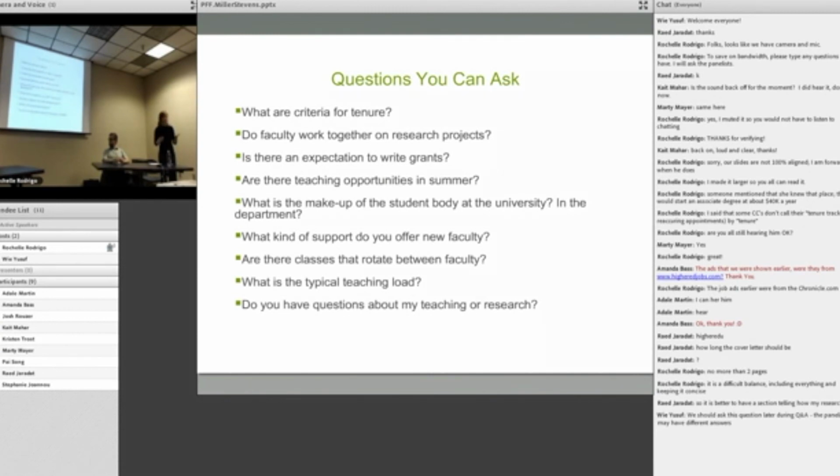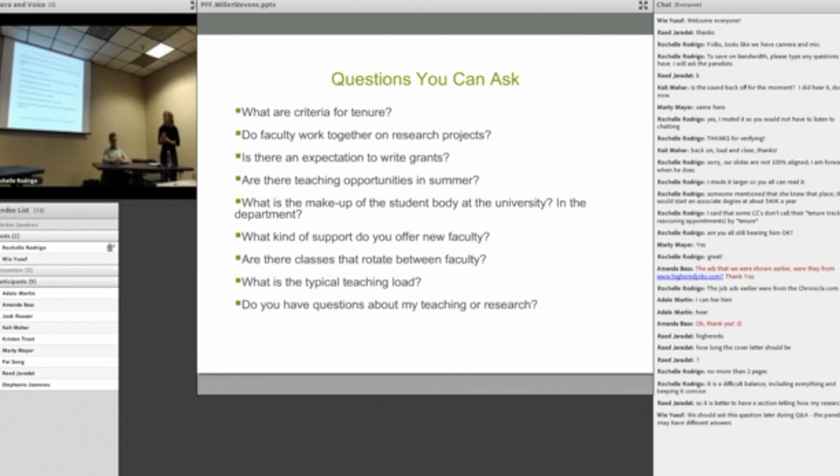And this is in reference to teaching assistants or research assistants. Do they offer summer pay when you first get there? That kind of thing. Will they give you a computer? Are there classes that rotate between faculty? What's the typical teaching load? Do you have questions about my teaching or research?